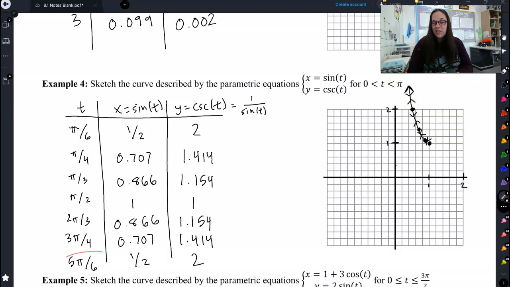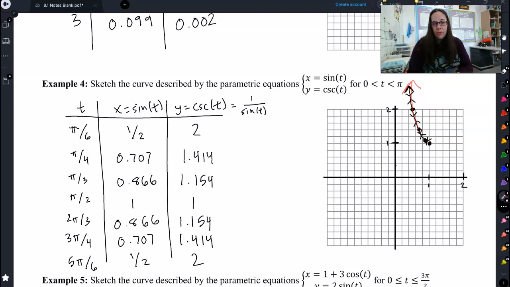So 5 pi 6 is not actually my last point. I could keep getting closer to pi by doing 7 pi 8s, 8 pi 9s, 9 pi 10s, 10 pi 11s, and keep plugging those in to get closer and closer to pi. So these answers will keep going forever and ever. They're going to reach this asymptote that they're getting closer and closer to, that pi value. You'll also notice that my arrows go both directions because I start going this way, then I flipped and went back that way. So my arrows go both ways.